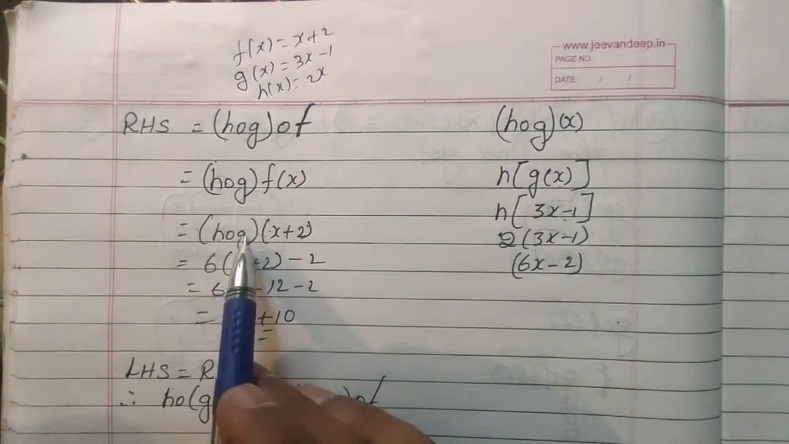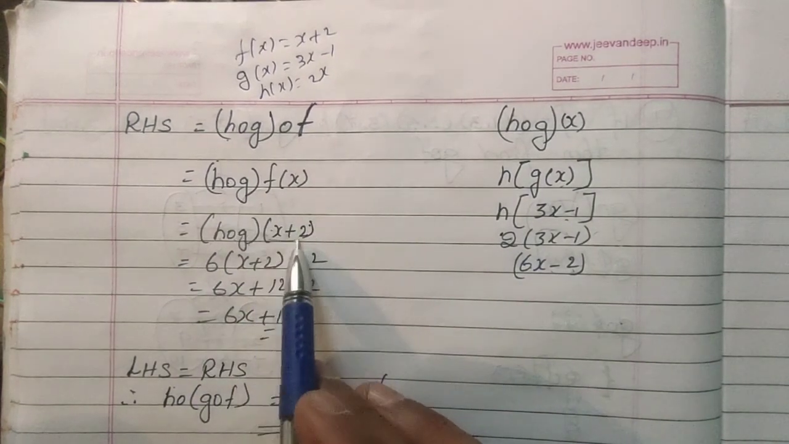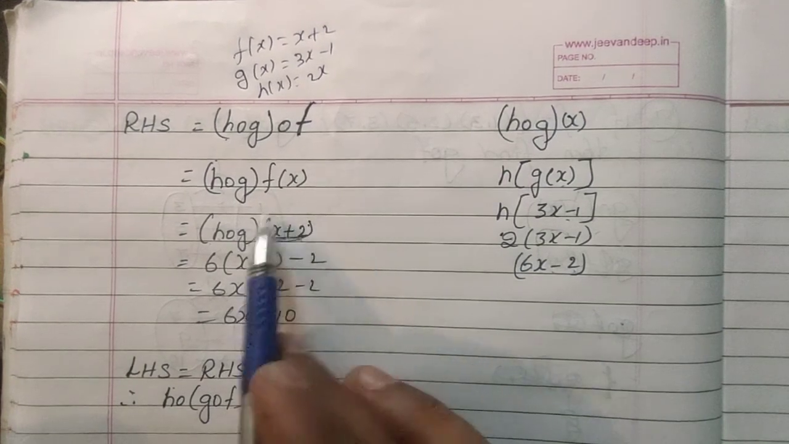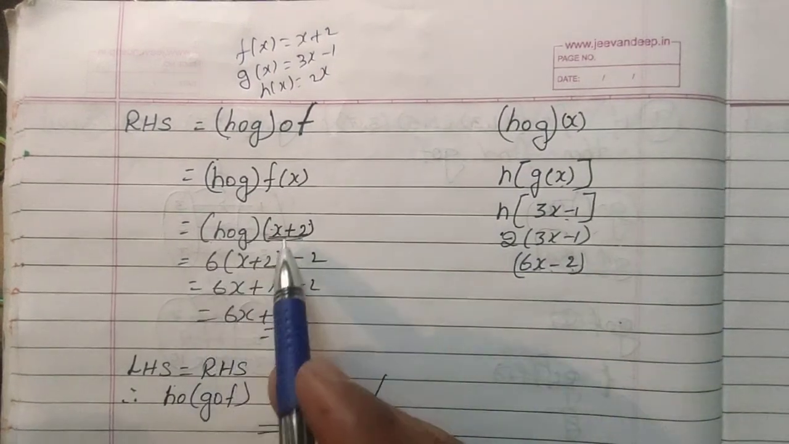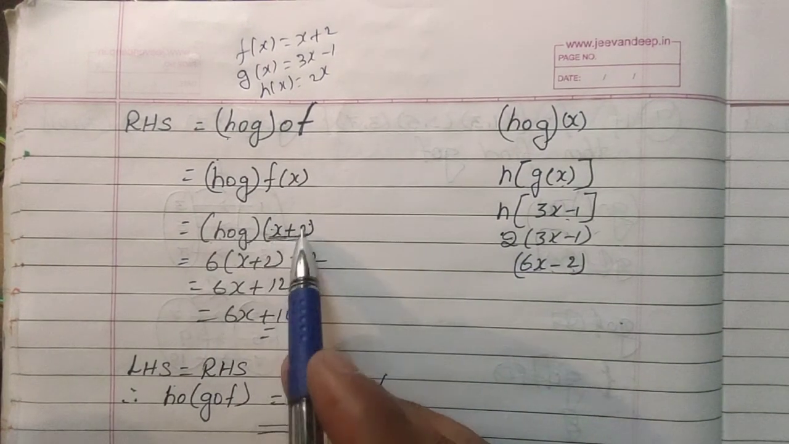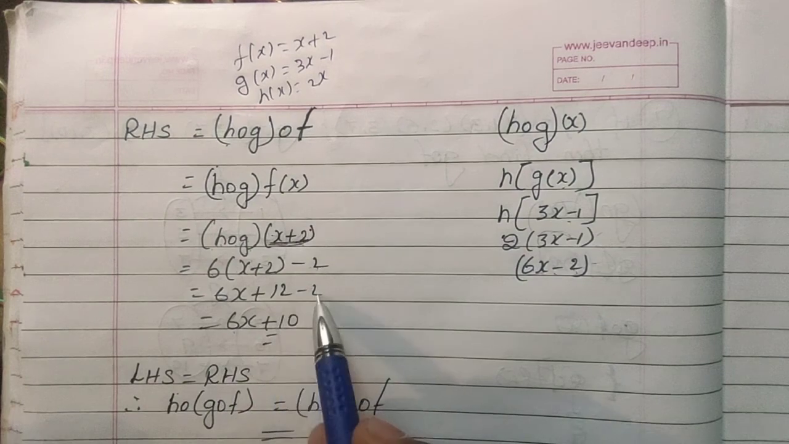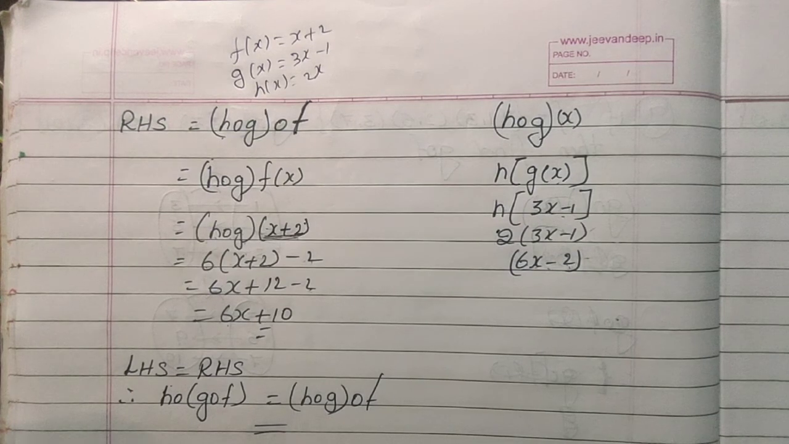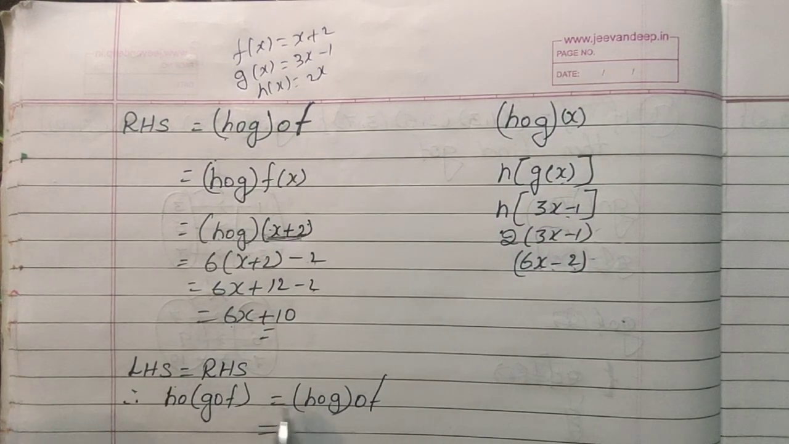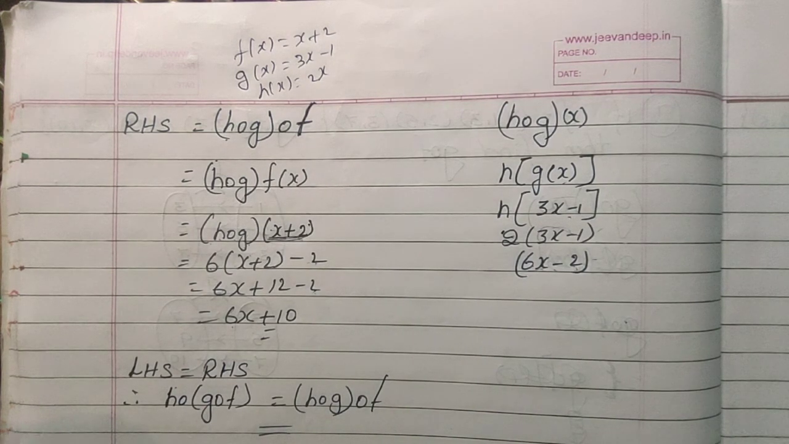So h of g function means 6x minus 2. For the 6x, what do we have here? x plus 2 we should assume as x. So the function is 6x minus 2. 6 into x plus 2, minus 2. 6 into x, 6 2s are 12, minus 2 is 10. 6x plus 10. Both LHS and RHS are the same. Then h of g of f and h of g of f are equal. However you combine, however you make a group, the function value remains the same.